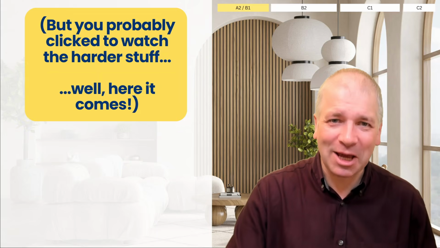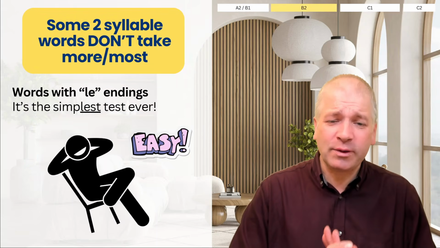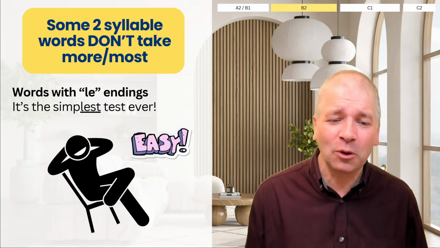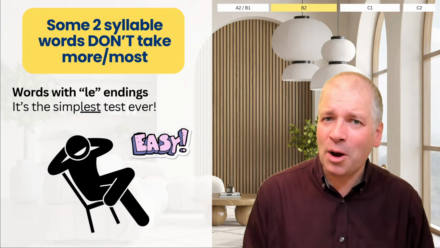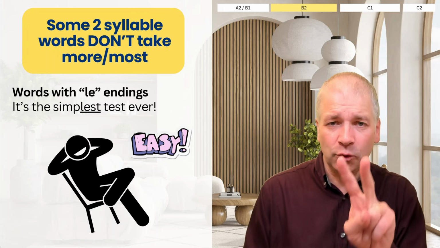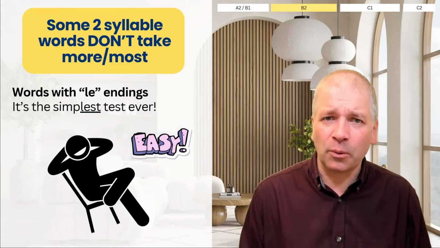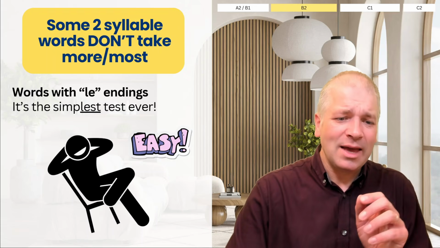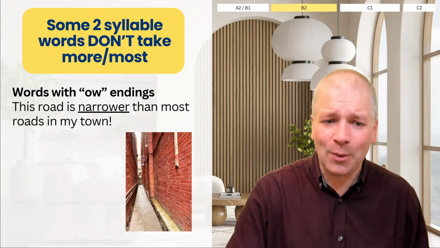Well, here it comes. Did you know that some 2-syllable words don't take more or most? For example, words ending LE. They don't take more or most, even though they have 2 syllables. So simple, 1, 2, 2 syllables. We don't say more simple or most simple. We say it's the simplest test ever. LEST.